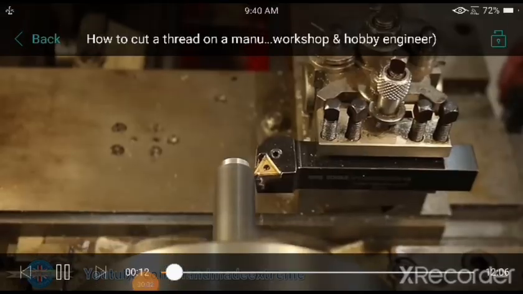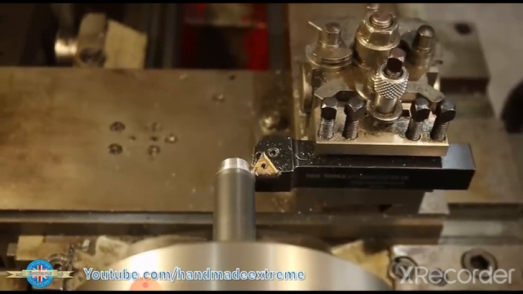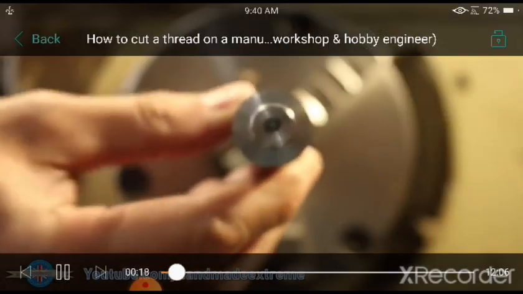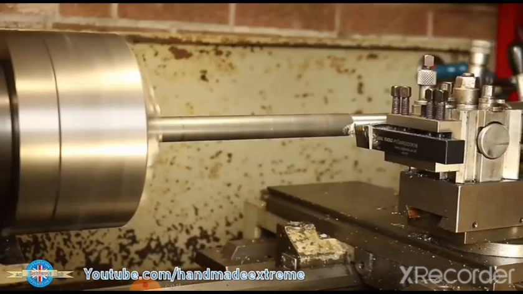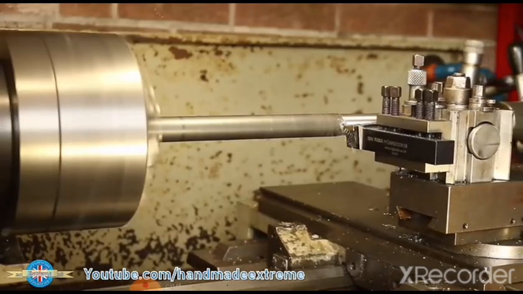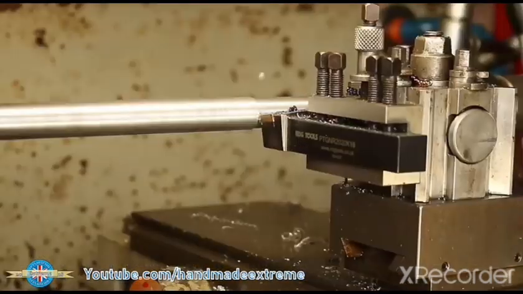So I thought I'd share with you the process and method that I use for screw cutting on the lathe. The method I'm going to use is what I would call an intermediate method. It's a bit faster than the beginner's method, and a little bit less risky than the slightly more advanced method.